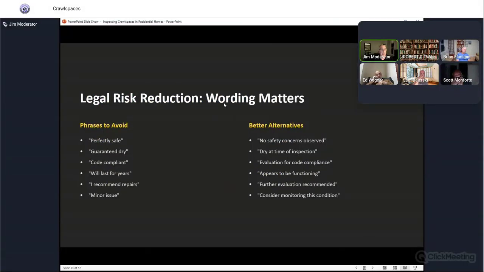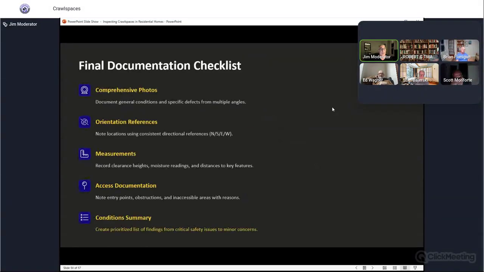Legal risk reduction. Wording matters. You don't want to say perfectly safe, guaranteed dry, code compliant, will last for years. What you want to say is no safety concerns observed, dry at the time of inspection, evaluation for code compliance. I'm not a big fan of that. Appears to be functional, further evaluation recommended, considering monitoring this condition. So your wording really does matter.